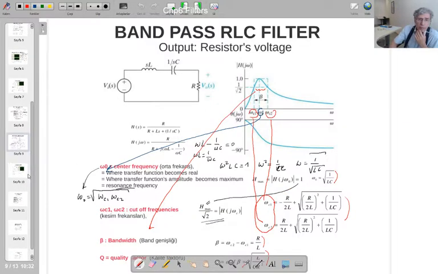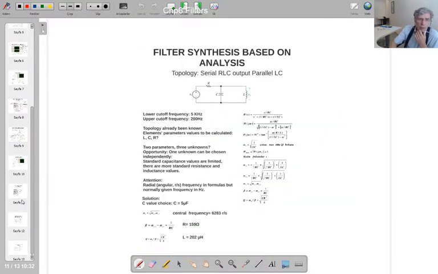Similarly, this, for example, is the alternative one. Once again, there are 3 elements, but we are taking the output from the parallel connected LC elements. This is going to be another band pass filter, and all this transfer function has been calculated here. So you could make your own example if you like.